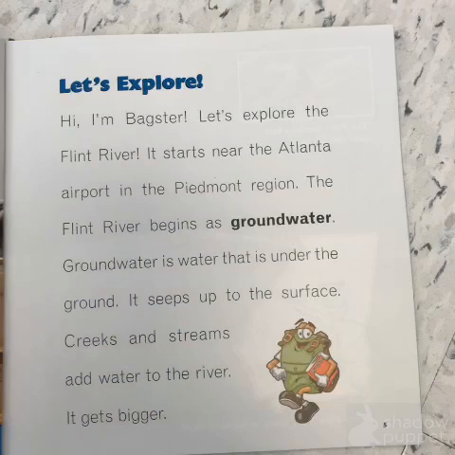Let's explore. Hi, I'm Bagster. Let's explore the Flint River. It starts near the Atlanta airport in the Piedmont region. The Flint River begins as groundwater. Groundwater is water that is under the ground. It seeps up to the surface. Creeks and streams add water to the river. It gets bigger.